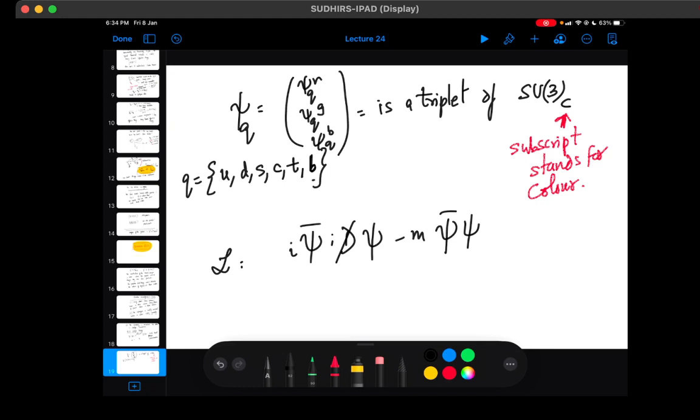Now this is slightly complicated because there are weak interactions which are responsible for the masses. So for the present we'll just write it down for one quark, where Q again we defined. Now what is D-slash? D is equal to ∂_μ plus i g_s λ^A G_μ^A.